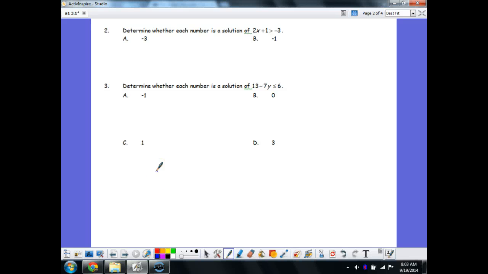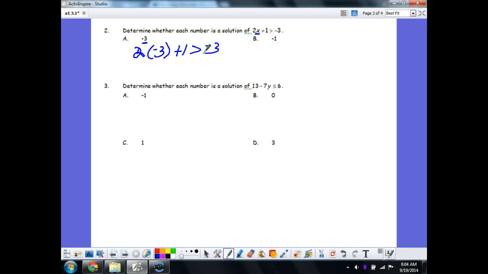Okay, as mentioned in the previous video, in this video we're just going to check to see if certain values are solutions to inequalities. And simply enough, all you do is plug that value in for the variable and see if it makes that inequality true. For example, in A, we're going to take the negative 3 and substitute it in for the x in the inequality. So 2 times negative 3 plus 1 is greater than negative 3. And we're going to check to see if that makes that true.